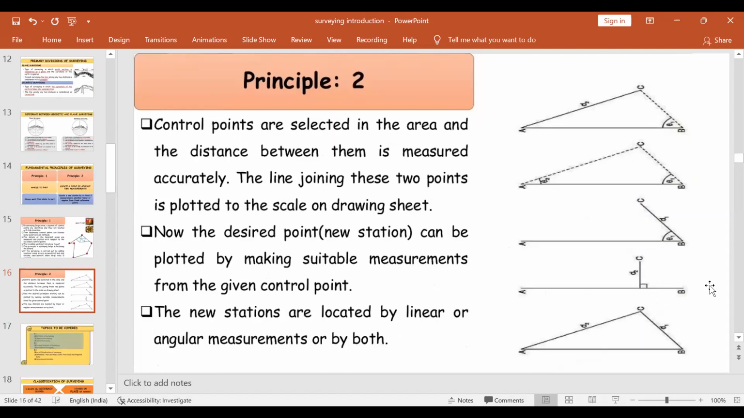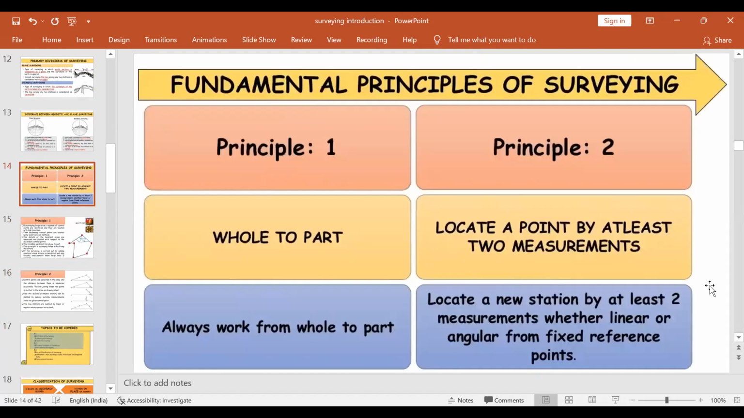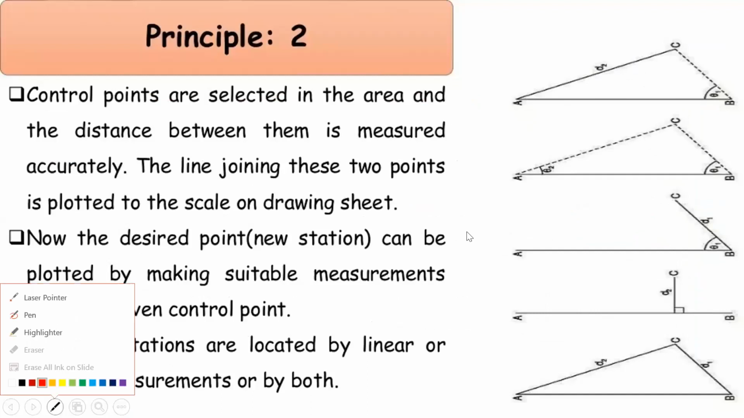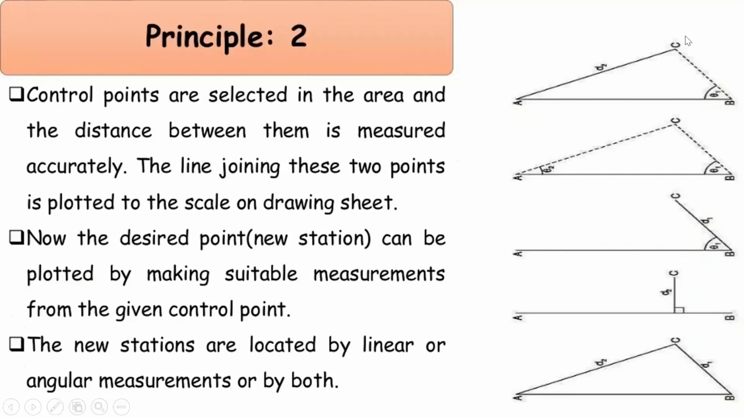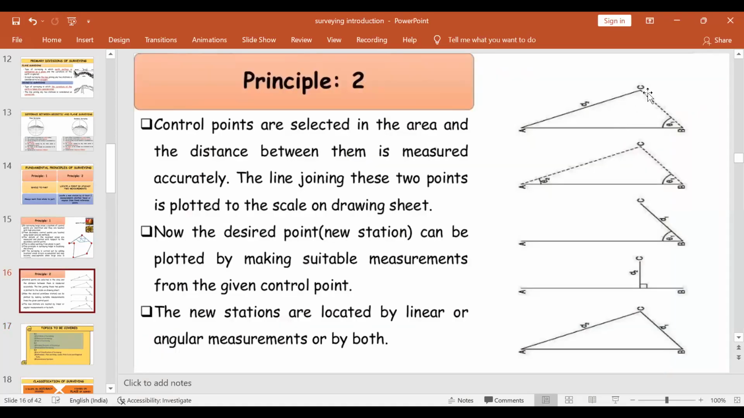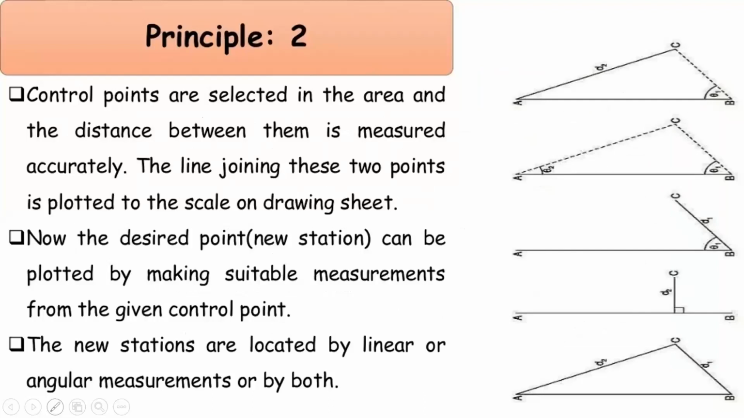And what is the second principle? Locate a point by at least two measurements. That means, for example, if you want to measure the distance of the point C here, with the help of A and B, let's take AB as a line. A and B are 2 points.